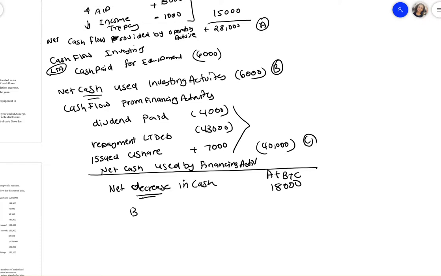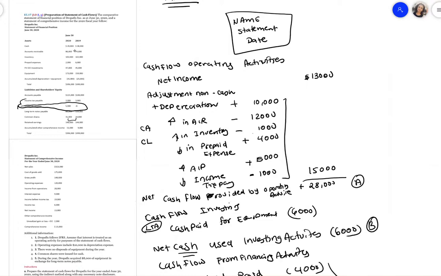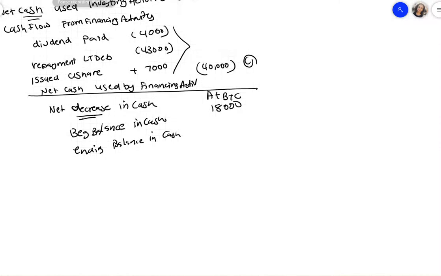Then what we need is a beginning balance in cash, and then we need an ending balance in cash. So in this case, what is the beginning balance? You're going to get it from the statement of financial position. If you go up, we started with 38,000. We're going to end up with 28. In this case, it was a decrease, so this number is a minus.